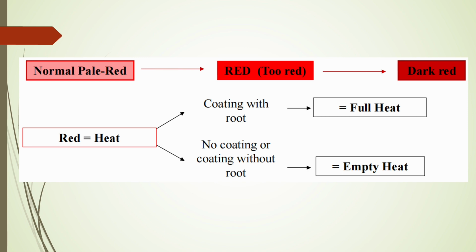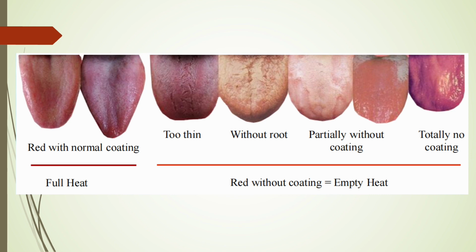So a normal pale red tongue can become red or too red, leading to dark red. Red represents heat. Full heat is coating with root. Empty heat is no coating or coating without root. So here we have several examples of tongues that demonstrate full heat and empty heat.